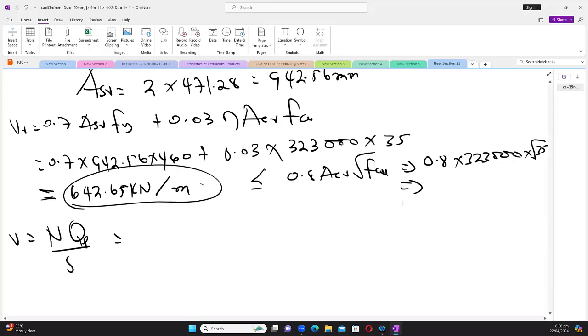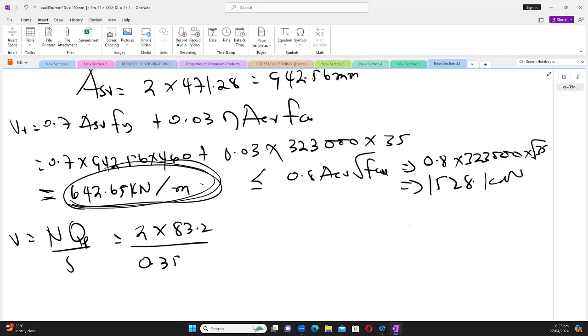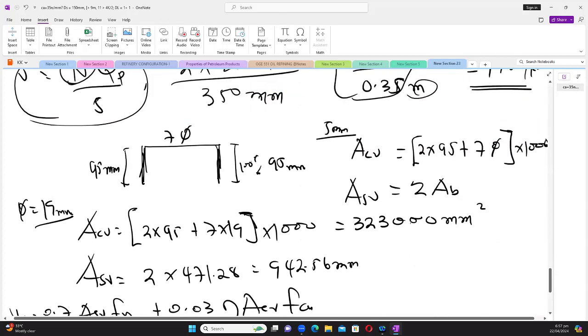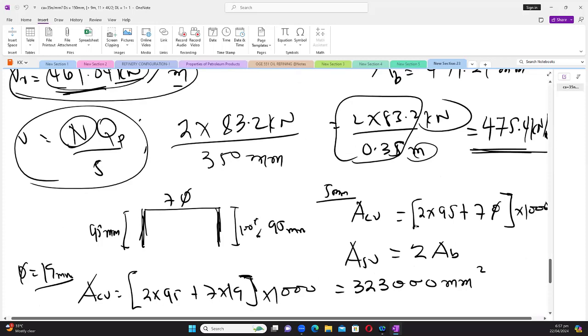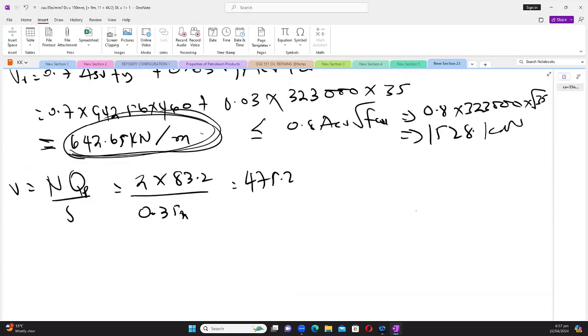1528.715. Did you convert to kilonewtons? Okay, fine. It means that for this we'll use the 6-point-whatever kilonewtons. We'll use this one, right? Now, N over N, Q_p over S will not change. N is still 2, Q_p is 83.2, and this is 0.35, for what we did, right? So we got something like, what's the answer? 475, right? So 475 point whatever.